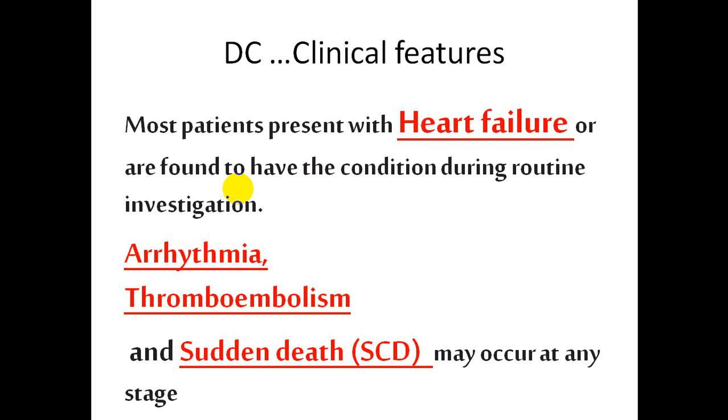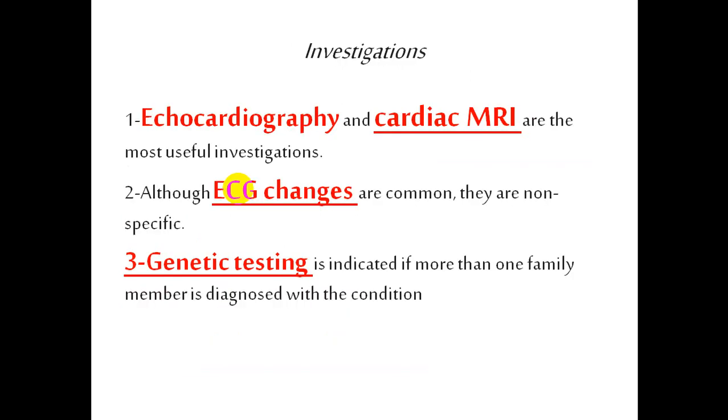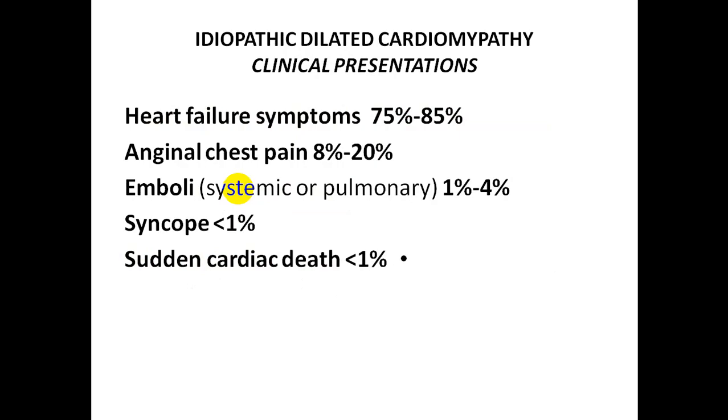Arrhythmia, thromboembolism, or sudden cardiac death may be a manifestation or a complication of dilated cardiomyopathy. Echocardiography and cardiac MRI are the most useful investigations. ECG changes are common but non-specific. Genetic testing is indicated if more than one family member is diagnosed with the condition, or if there is a history of sudden cardiac death with dilated cardiomyopathy.